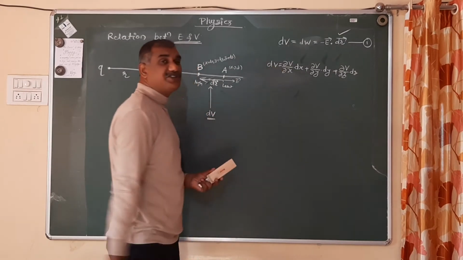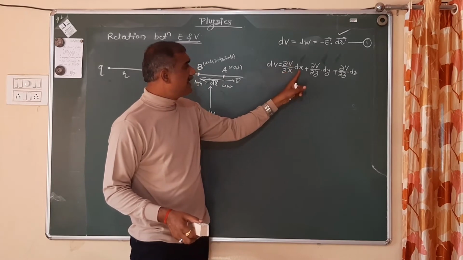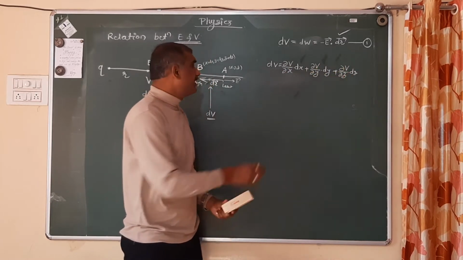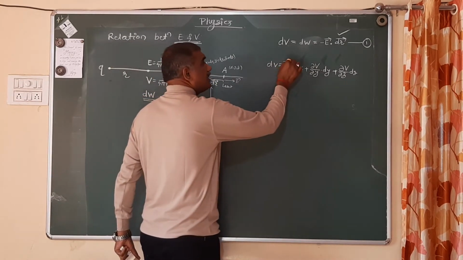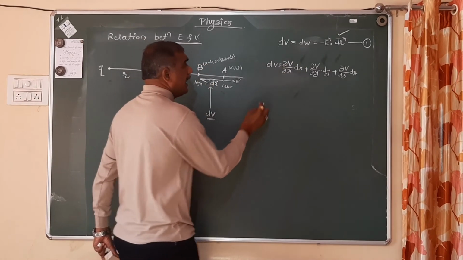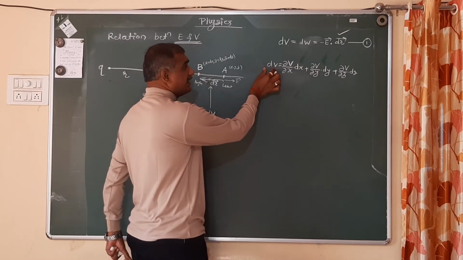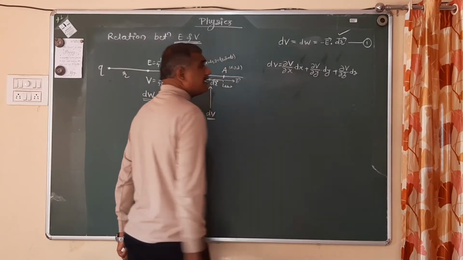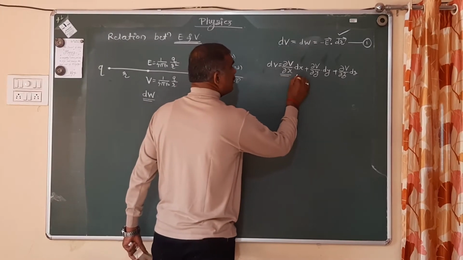This way you can write the change in potential between A and B as del V by del x into dx, plus del V by del y into dy, plus del V by del z into dz. This del V by del x is nothing but the partial differentiation of a scalar quantity, and that scalar quantity is the scalar potential in this case. On the left hand side the change in potential is a scalar quantity, and on the right hand side this is also a scalar quantity, but it is the dot product of two vectors. There is a presence of two vectors.